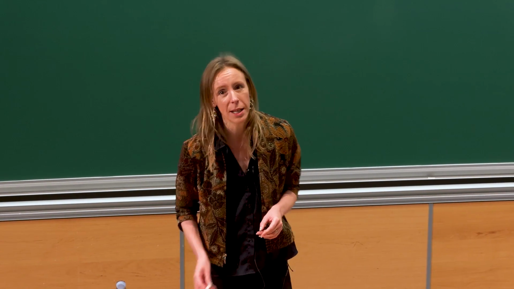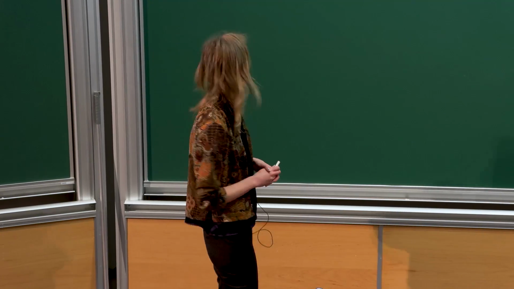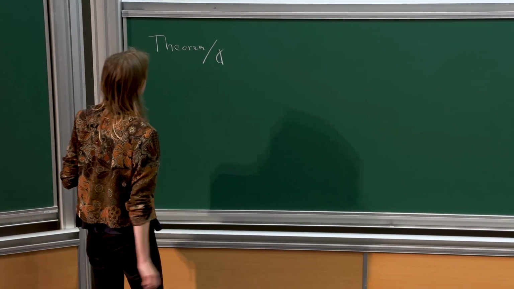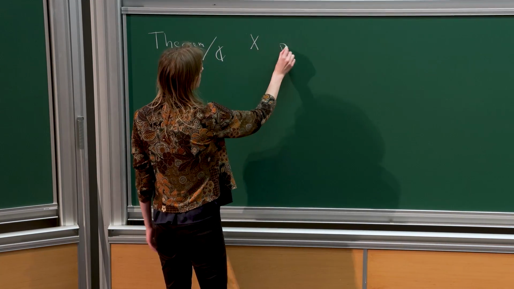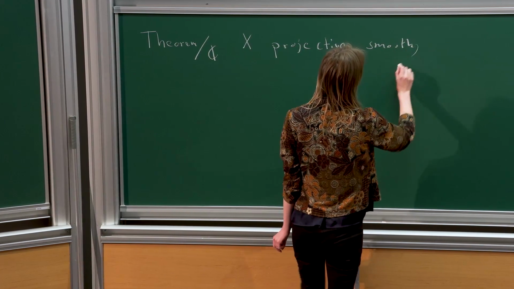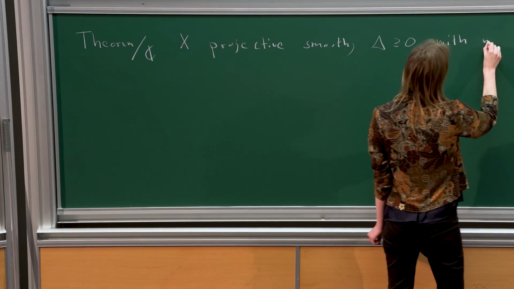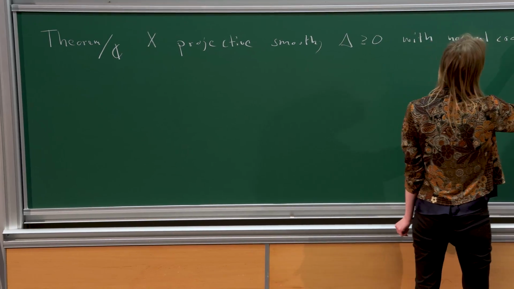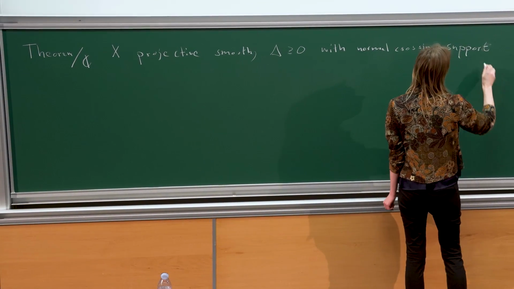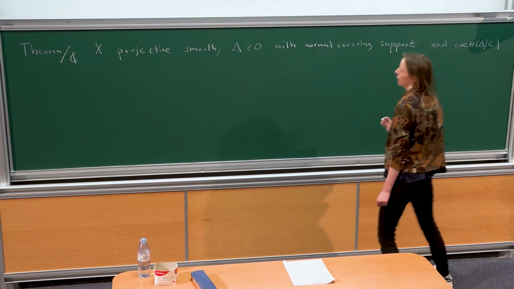So the protagonist of my talk is the following theorem, which is due independently to Kawamata and to Viehweg, both in 1982. So this is a theorem over the complex numbers. So X is a projective smooth variety, and delta is an effective divisor with normal crossing support. And the coefficients of delta are less than 1.